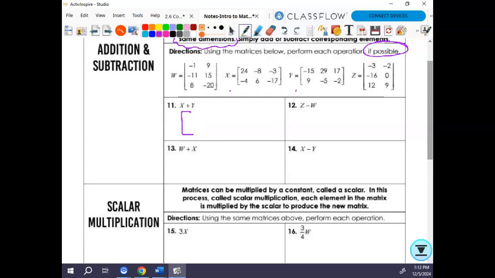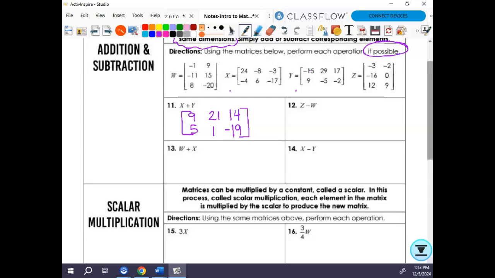And so when I add the corresponding pieces, I'm taking 24 and adding a negative 15 because they're in the same spot. What is 24 plus a negative 15? 9. Okay. And then negative 4 plus 9 gives me 5. And then negative 8 plus 29 gives me 21. 6 plus a negative 5 is 1. Negative 3 plus 17, 14. Negative 17 plus a negative 2 is what? Negative 19. Okay. And there's my answer. Easy enough? We good on that?